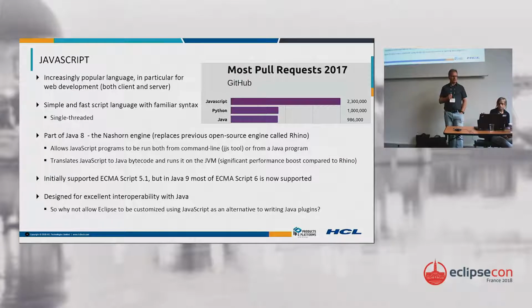Initially in Java 8, there was only support for ECMAScript 5.1, but in Java 9 now it is claimed that ECMAScript 6 is almost completely supported. And it has been designed to have excellent interoperability with Java, so you can mix and match Java and JavaScript. And therefore it's a natural question to ask these days, why not allow Eclipse to be customized using JavaScript as an alternative to writing Java plugins?